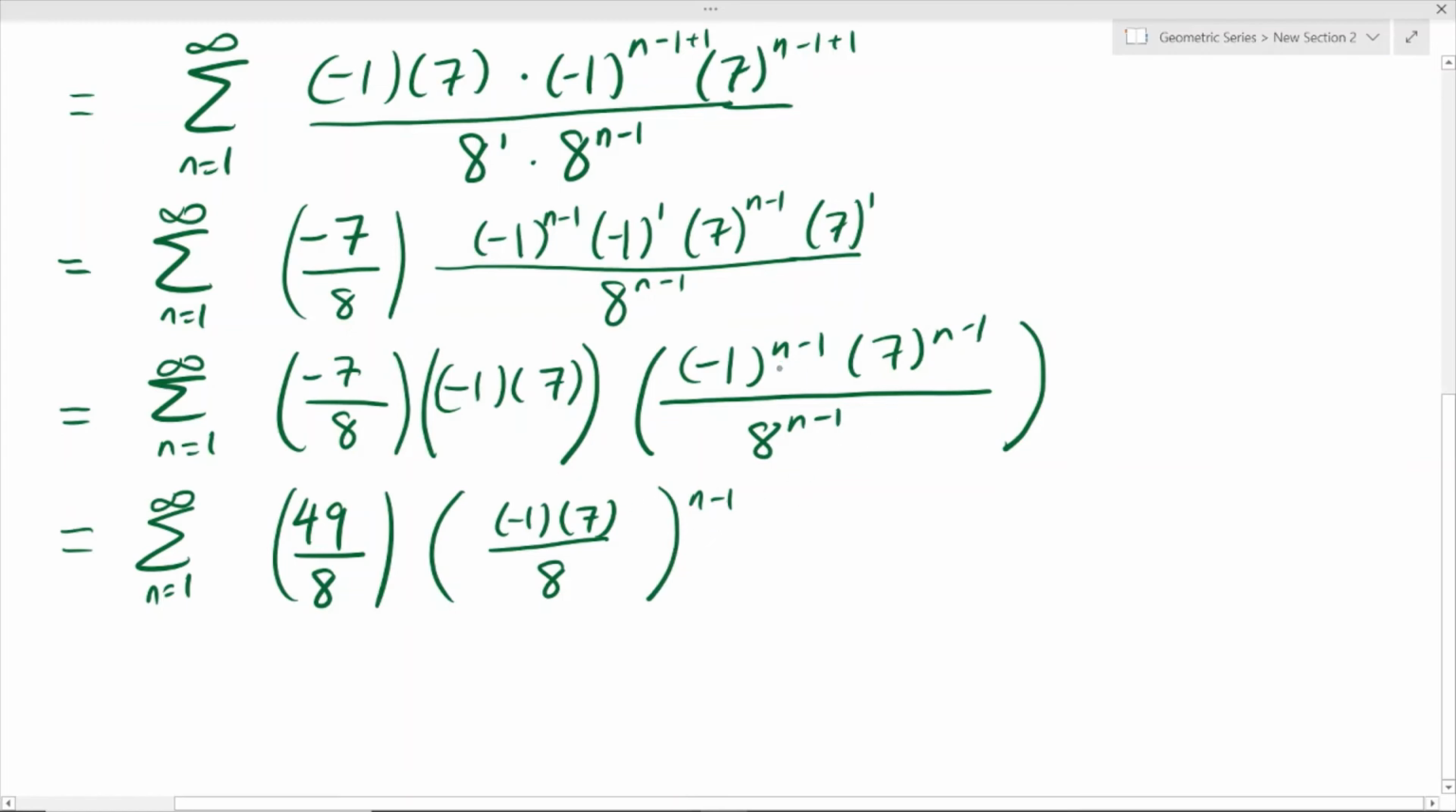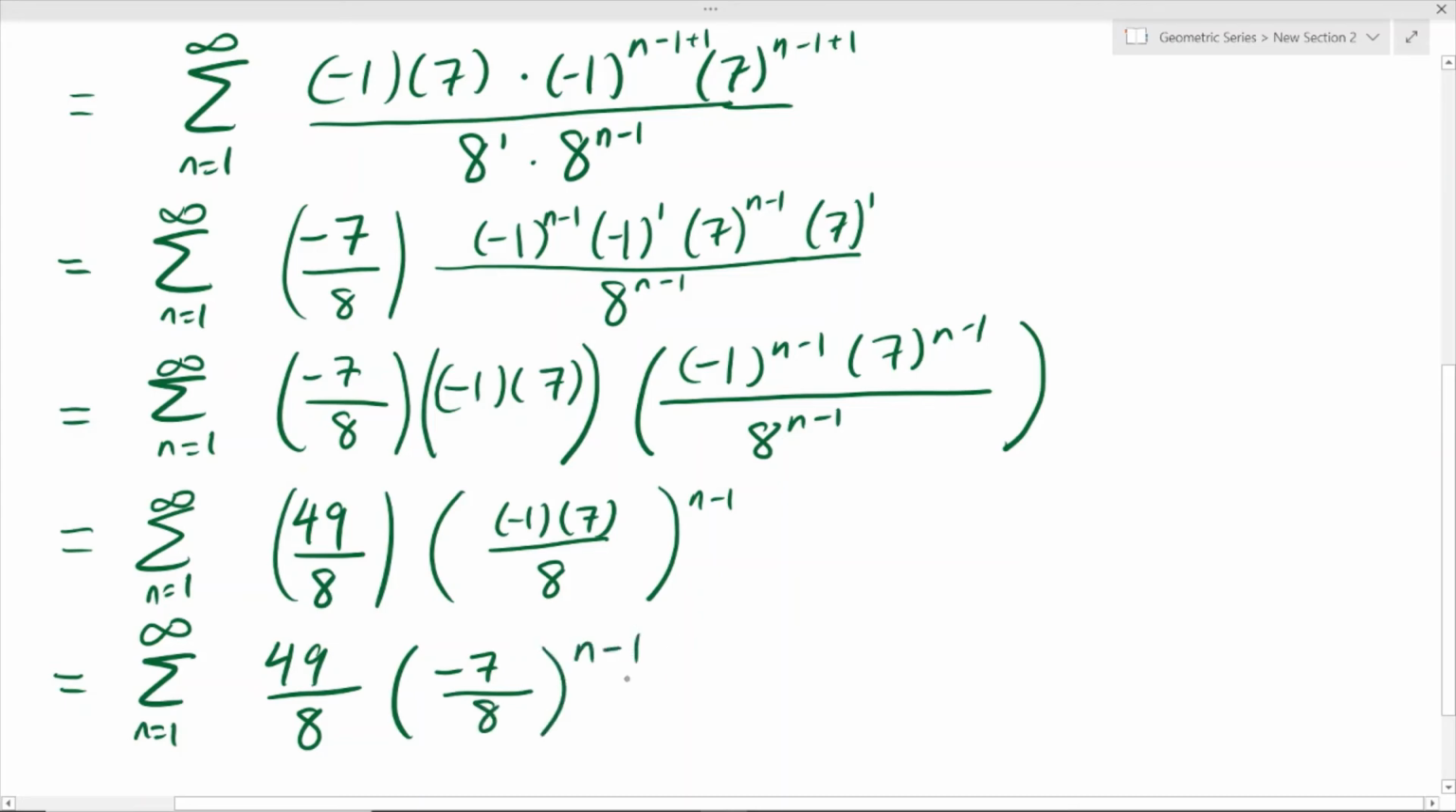And that's because, well, why can we do this? It's because of exponent laws. Once again, we can take these and combine it together, and then that's how we get this. So now we can look at this and say, oh, it's 49 over 8. This is like our a, okay? And then here, let's just combine these together. -1 times 7 is going to be -7, and then this is over 8. Then to the exponent of n minus 1. Okay, so we did get this one.